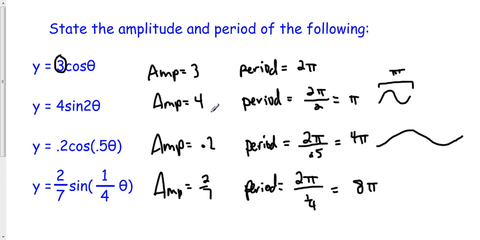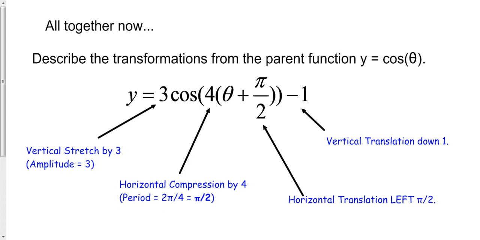Okay, so now let's pull it all together. If we have something like this, where it says y equals 3 cosine 4 times, in parentheses, theta plus pi over 2, close parentheses, minus 1. Each of these parts does something special. So the number on the outside, that affects the amplitude. That's called a vertical stretch by 3. The multiplier on the inside of the parentheses, this 4, that's the horizontal compression. That's going to affect the period. So we take our normal period, 2 pi, and divide it by 4. So now the period is going to be pi over 2, or 1/2 pi.